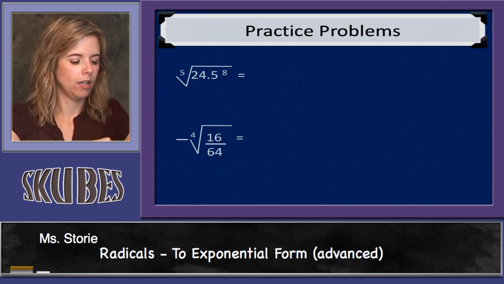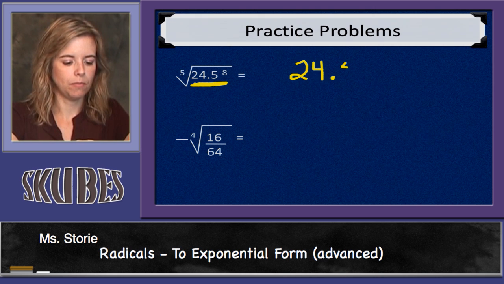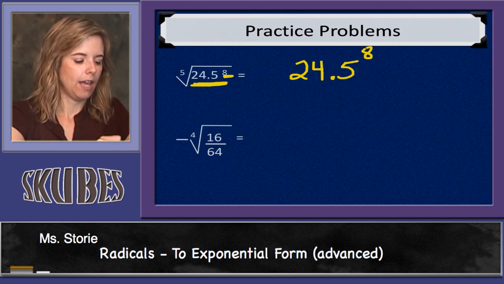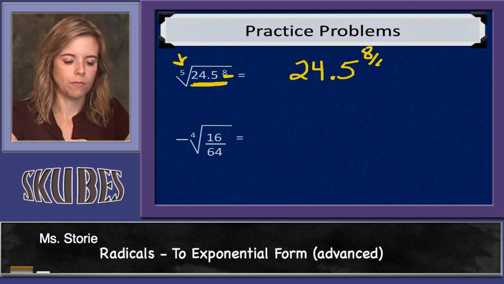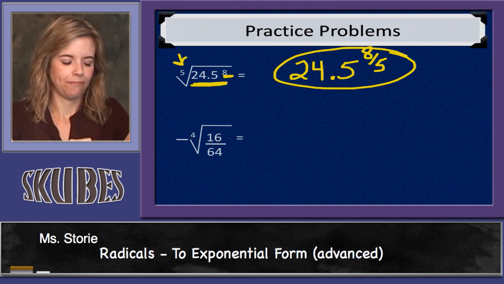To look at another one, we've got 24.5. It doesn't matter that it's a decimal, it still can be a base. You've got your exponent of 8, which becomes your numerator, and you have an index of 5, which becomes your denominator. And that's the exponential form for that.